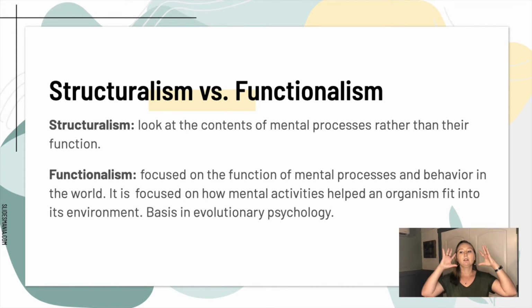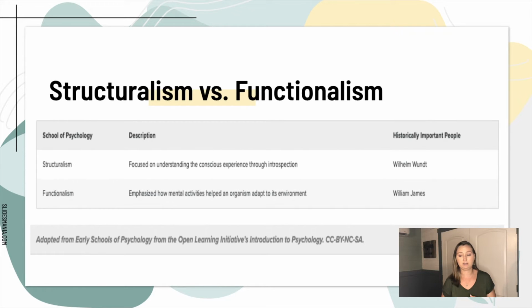In other words, structuralism is looking at it, deciphering it. Functionalism is looking at why it exists, why we do it. Does that make sense? It is based in evolutionary psychology. There is a nice little chart that discusses structuralism versus functionalism. You are welcome to use that as a quick study skills note-taking device.